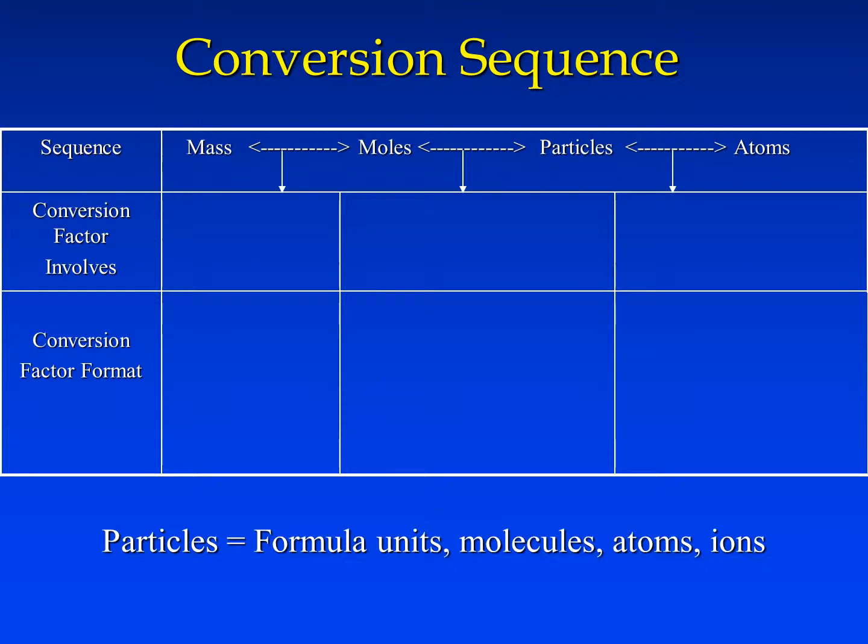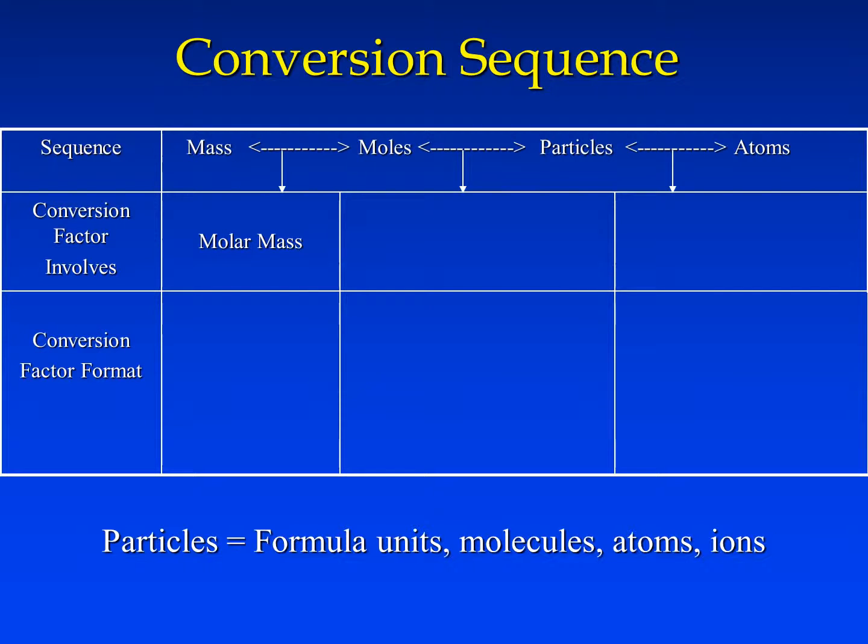How do we use these mathematical relationships and conversion factors? Well, in converting mass to moles and particles and atoms, there is a specific sequence, as you can see in the box at the top of this table. One goes from mass to moles to particles to atoms, and of course one can go the other way from atoms, particles to moles to mass. And here's what's involved in doing this kind of conversions.